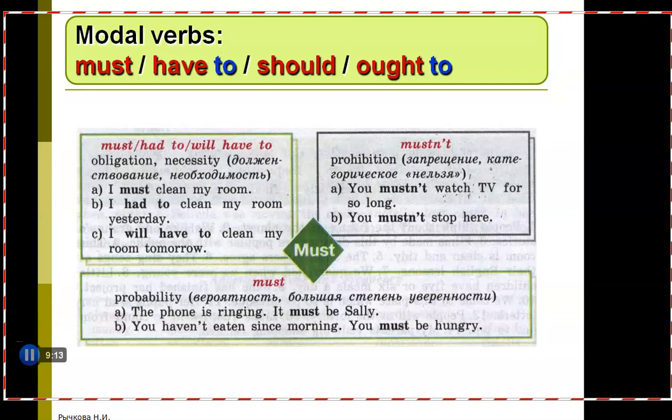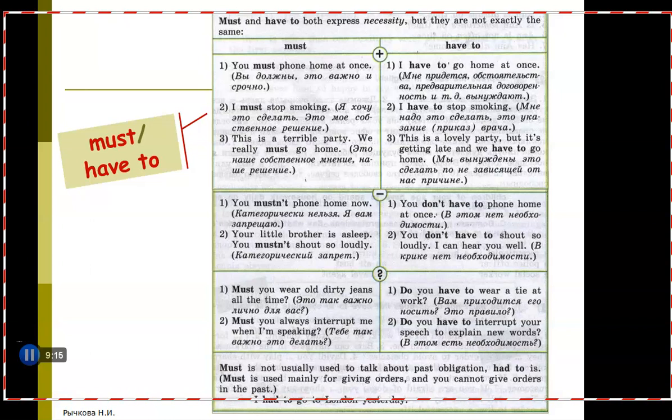Probability, вероятность, a high degree of probability. The phone is ringing and it must be Sally. Must, have to. You must phone home at once. Вы должны, это важно и срочно. I must stop smoking. Я хочу это сделать. Это мое собственное решение.